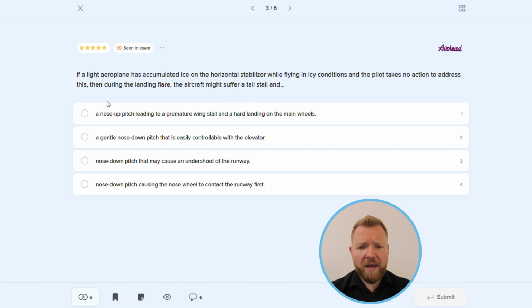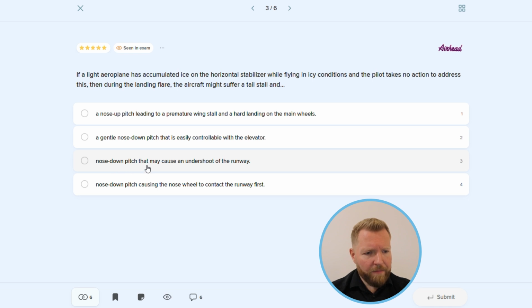Now, going through the answers one by one, the first one is incorrect because it would be a nose down pitching moment, so no nose up pitching moment. Answer number 2, here it says that the pitching moment would be easily controllable with elevator, and like I said before, elevator would have very small, if any, authority. So this one is also false.